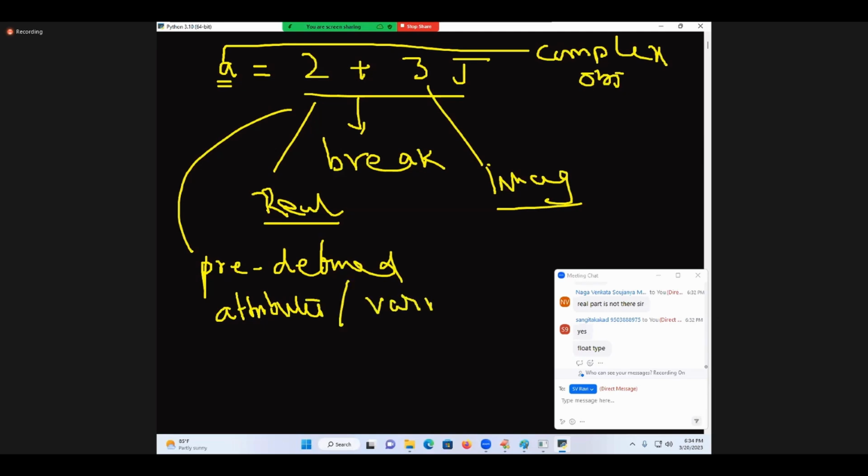Variable names we can call, predefined variable names we can call, predefined field names also we can call. First time you are looking into the class from here onwards. What are the attributes? For example, you take a student.